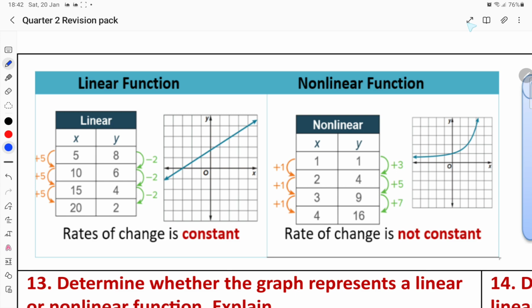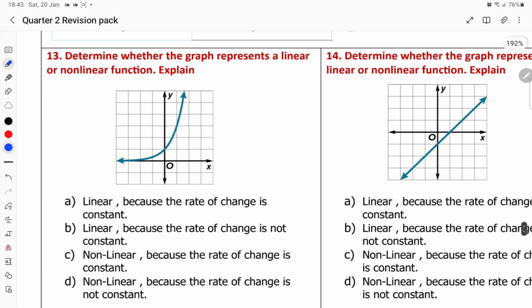So if you notice here the rate of change, which is the m, negative 2 over 5 is the same as negative 2 over 5, the same as negative 2 over 5. So this one is linear. How do I know if it's non-linear? Look, 3 over 1. Is it the same as 5 over 1? No. So this one is not linear because the rate of change is not constant.